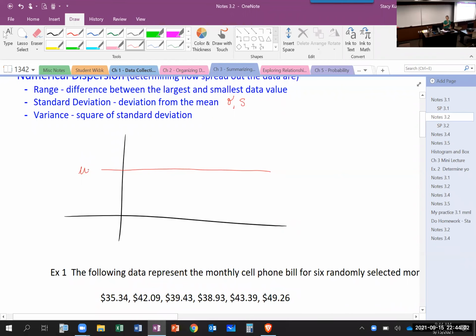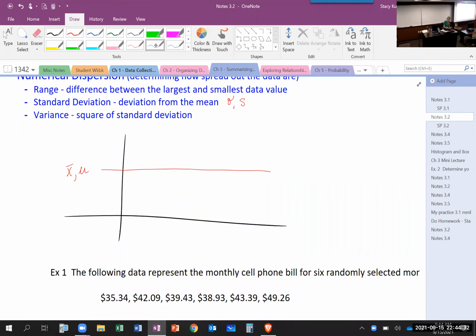Mu. What is the sample mean? The symbol is the sample mean. X bar, that's right. Okay. So X bar and mu represent the mean of my data. Okay? And we said yesterday or the other day that the mean is the center of my data and standard deviation is the spread of the data.